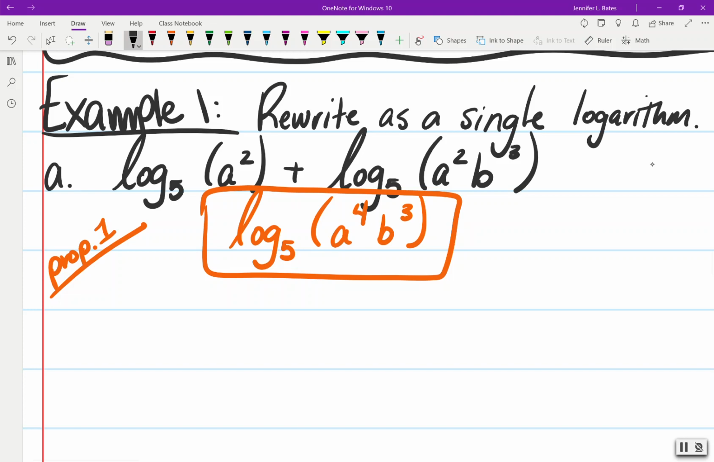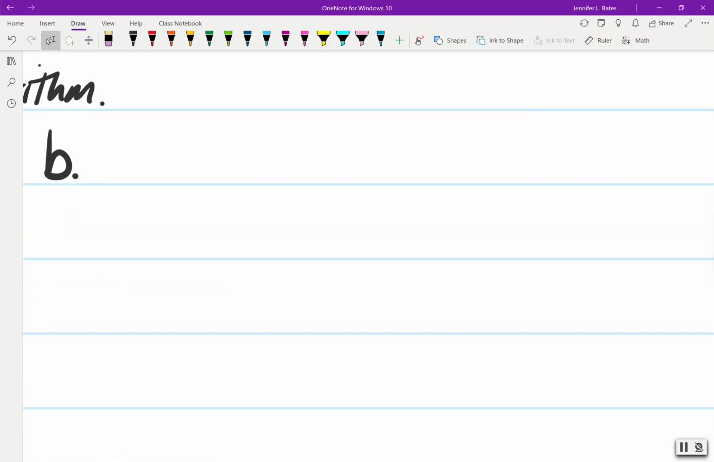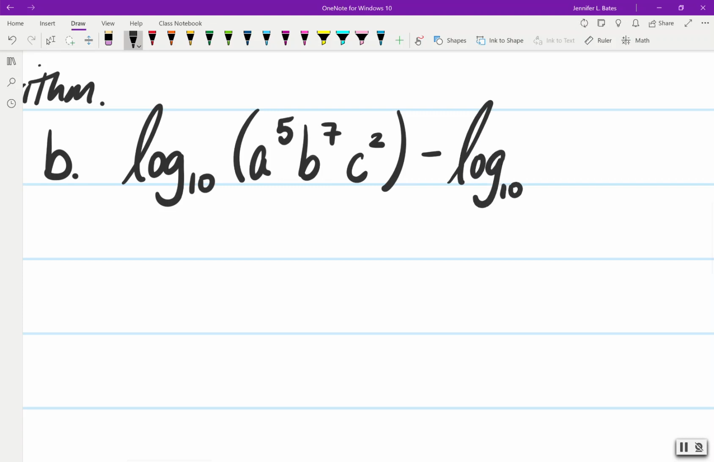So we'll give ourselves a little bit of space. We'll call this example B. In example B, we are given log base 10 of a to the 5th, b to the 7th, c squared minus log base 10 of a squared b to the 3rd c.